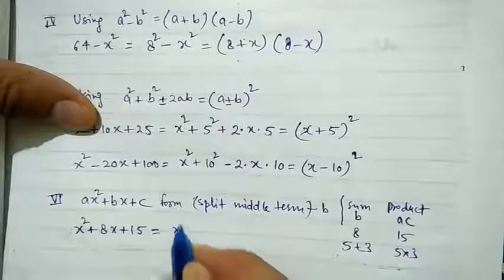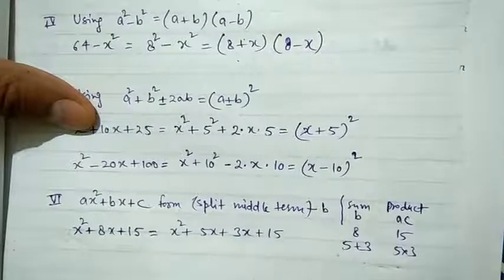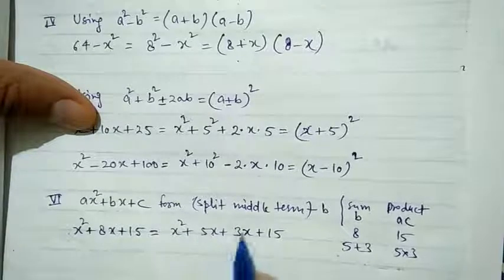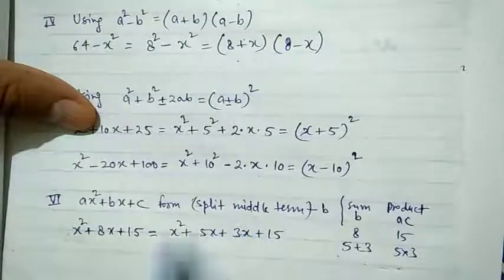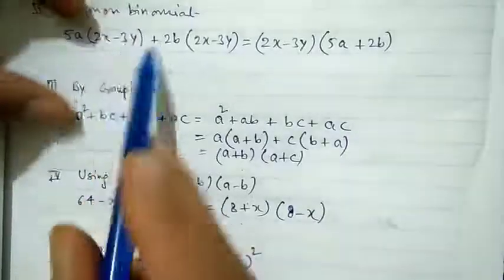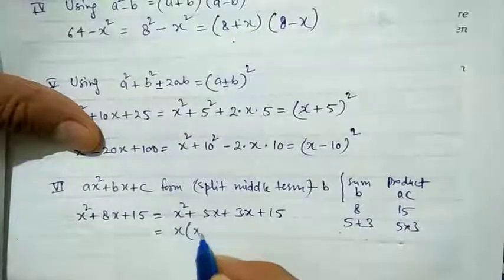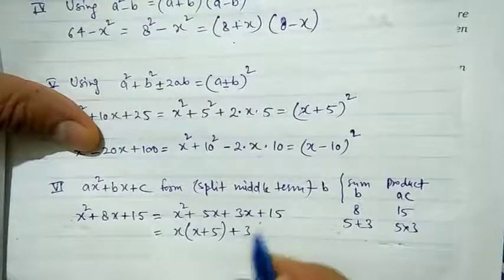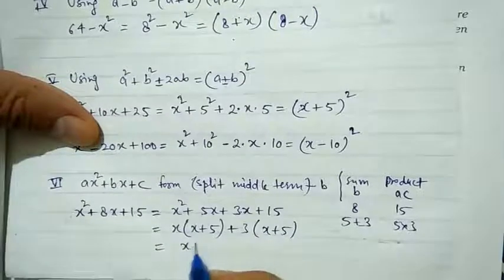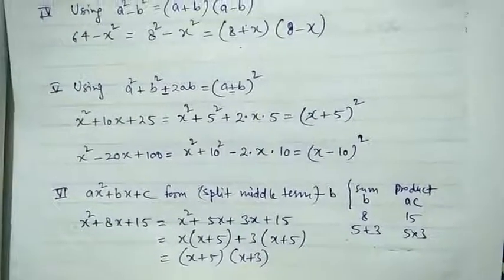So what we'll do here is x square plus 5x plus 3x plus 15. This 8x can be written as 5x plus 3x, because 5 into 3 is 15 and 5x plus 3x is 8x. Now what we can do is group and take common factors. Here x is common, so x into x plus 5, plus 3 is common here, and it is also x plus 5 here. So what comes is the binomial x plus 5 common. So x plus 5 into x plus 3. This is the final factorization.